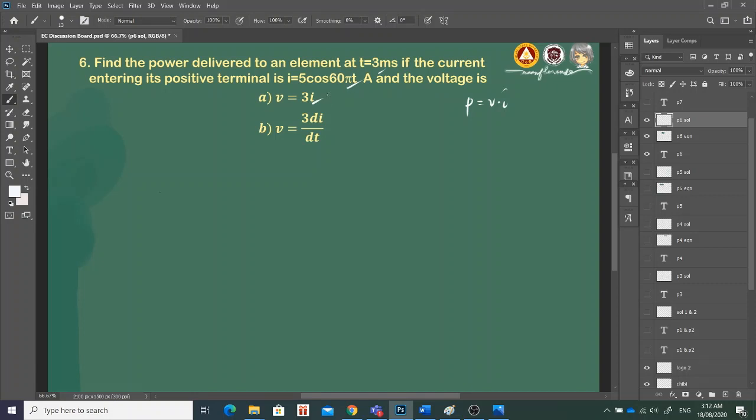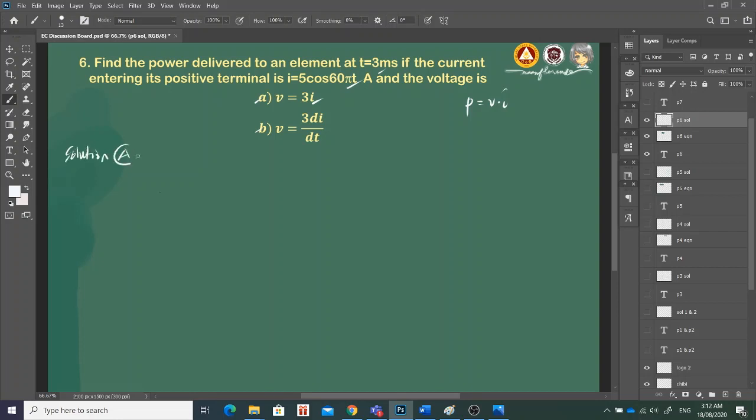Makakakuha tayo niyan ng power equation in terms of time, or a function of time. Tapos, para makuha natin ang instant value ng power, we substitute yung ating reference time na 3 milliseconds. So, isang solution para kay A at saka isang solution para kay B. So, solution.